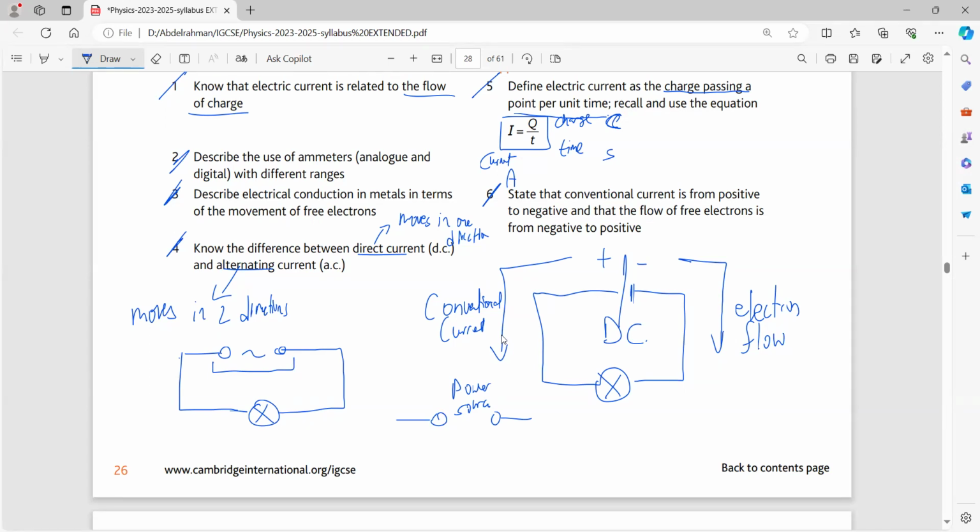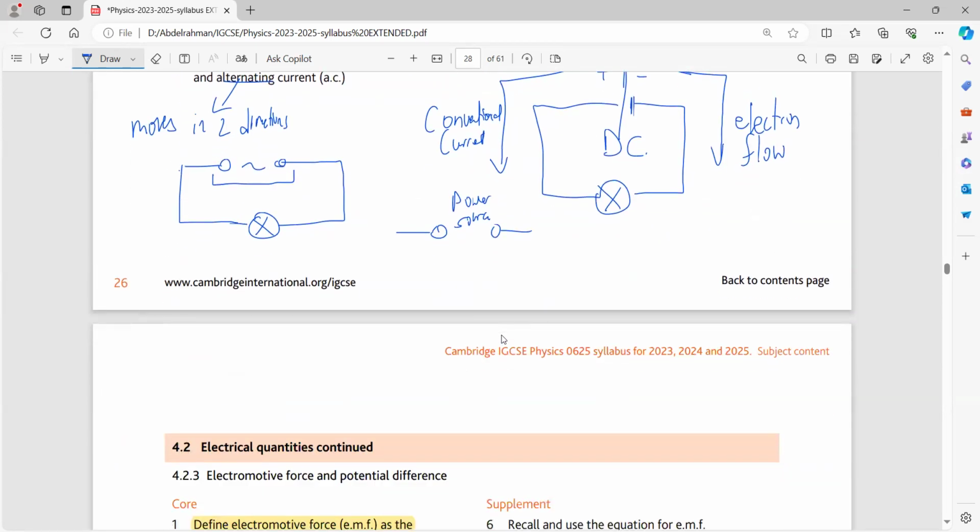If you have a graph, that's a whole other point. A graph could also indicate whether it's direct or alternating. Let me draw a couple of graphs here. For example, if I have a graph like this, this would definitely be an alternating current. This is the current. It's going from the positive end all the way to the negative end. So this is an alternating current.